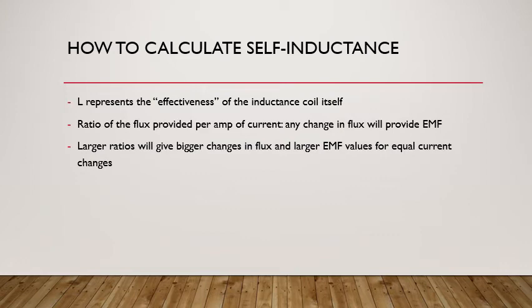And the way to calculate it is just like it sounds like. It's the ratio of the flux provided per amp. So L is going to be N phi sub B divided by I. You notice I wrote little i because it's a transient current. It's not the steady state current, the current that happens at the end. It's the current that happens between closing the switch and getting to that maximum current. So it's N, because that's the number of loops, times the flux through that loop, divided by I.